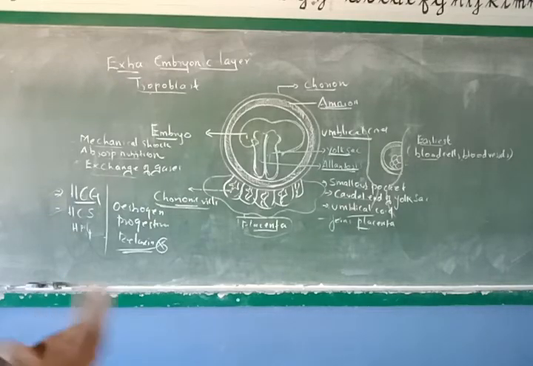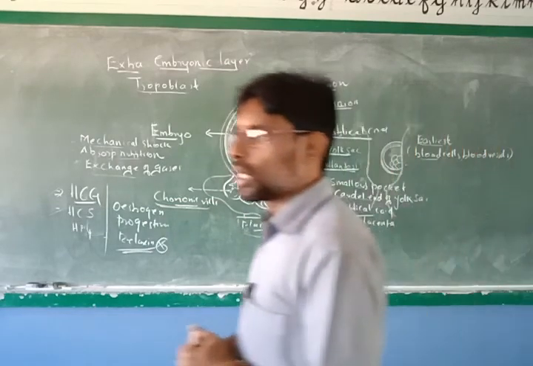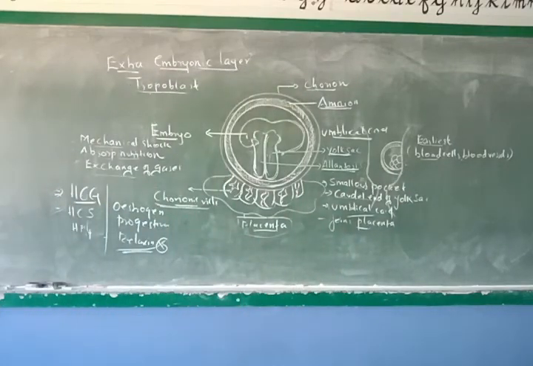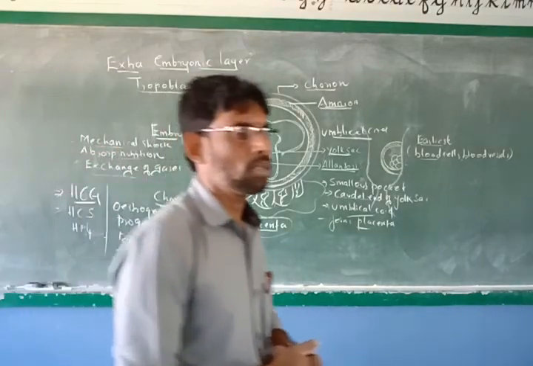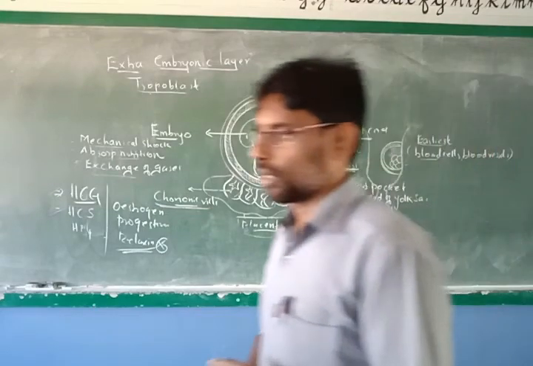Okay. 4th question. Dash extraembryonic layer giving rise to early blood cells and blood vessels. Which cell? Which layer?